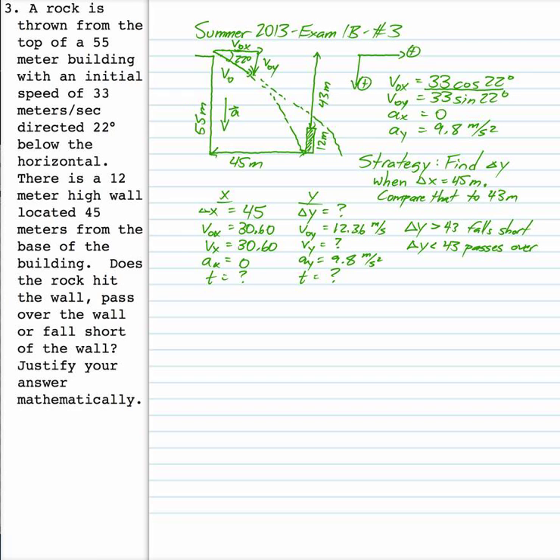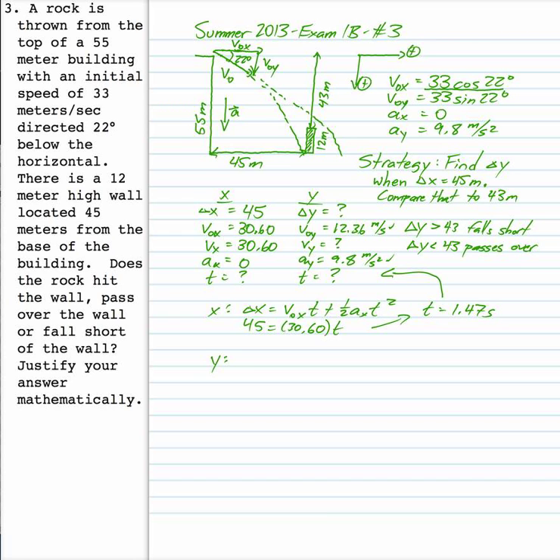So, I only know 2 of my 5 y variables. So I'm going to need to solve the x component first. So, in the x direction, I've got delta x is equal to v0x t plus 1/2 ax t squared. So 45 is equal to 30.60 t, which results in a time of 1.47 seconds. So I'm going to plug that into my y component.